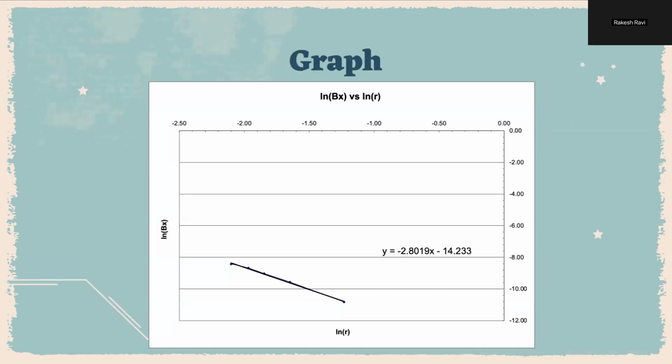Here's the graph that was plotted from this. When we plotted ln of Bx versus ln of r, the data formed an almost perfectly straight line. The best fit equation was y equals -2.8x minus 14.23, giving an exponent of n equals -2.8. This is very close to the theoretical -3, confirming that the magnet behaves like a dipole. The intercept -14.23 corresponds to ln of K equals -14.23, which was used to estimate the magnetic moment.